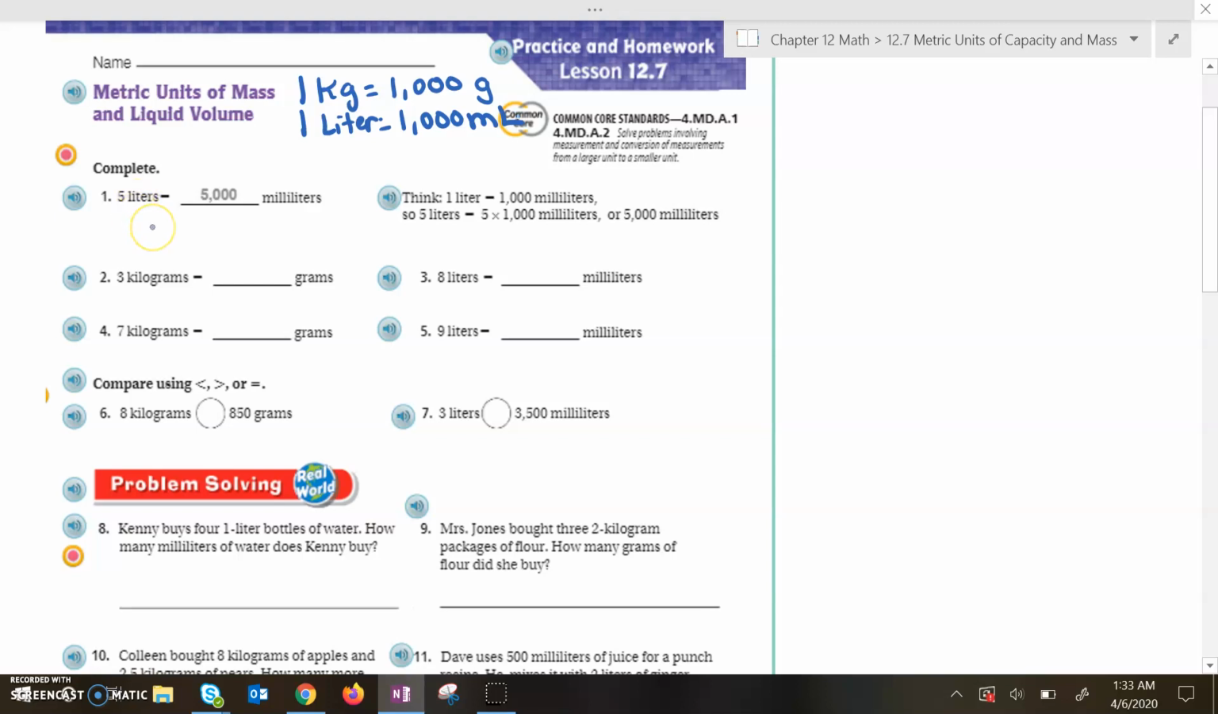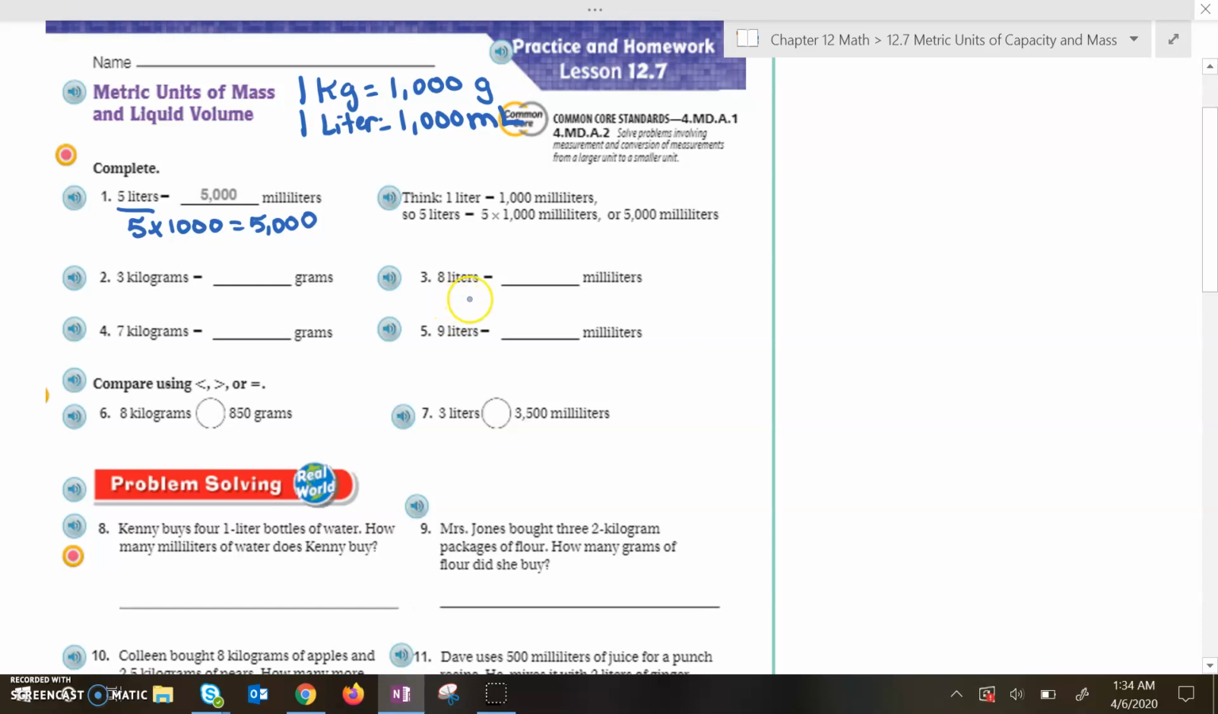Now number 1 is what has been done for you. For every 5 liters, so 5 times 1,000, because 1 liter equals 1,000. If we have 5 of them, we have 5 sets of 1,000, which is 5 times 1,000. And that's how they got 5,000. Number 2, 3 kilograms equals blank grams. Remember, pause anytime that you need so that you can follow along with me. I'm going to keep reading and just pause whenever you need.